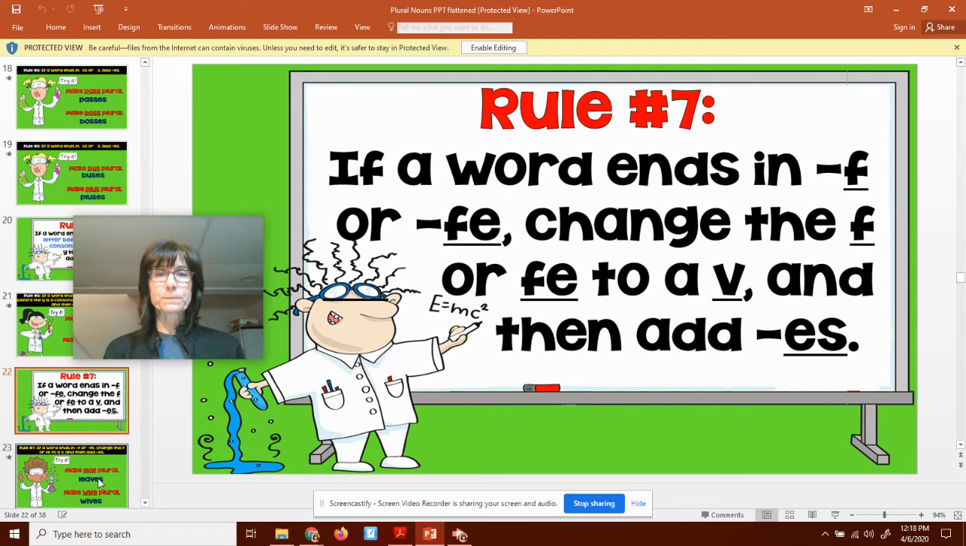Rule 7. If a word ends in F or FE, in this case, you're going to have something called an irregular plural. You're going to drop the F or the FE, and you actually change it to a V and then add the ES. So just remember, drop the F or the FE, and make it a V.